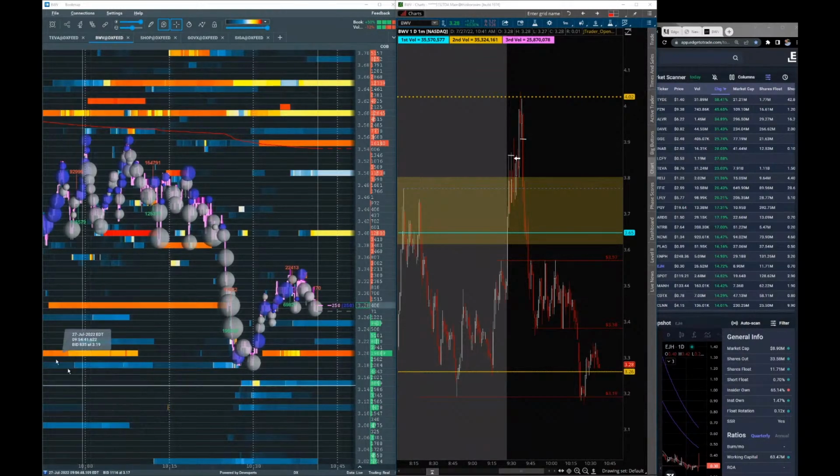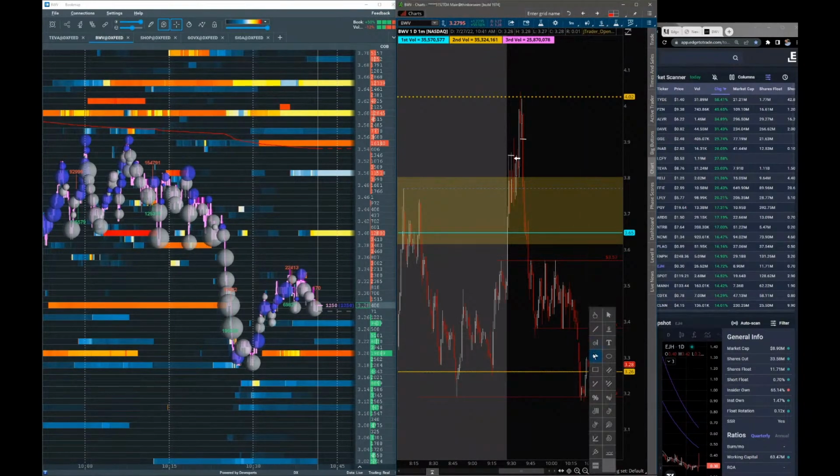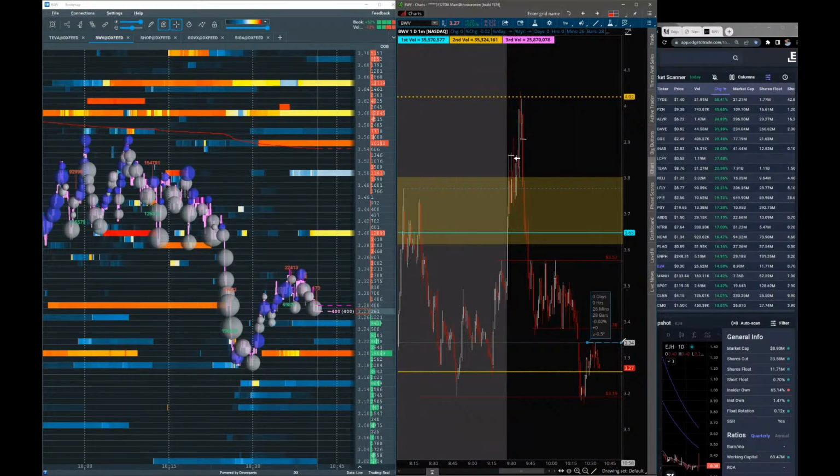Curling down. So right now what I'm going to do, I'm going to put the level of resistance over here. This is a lower high.